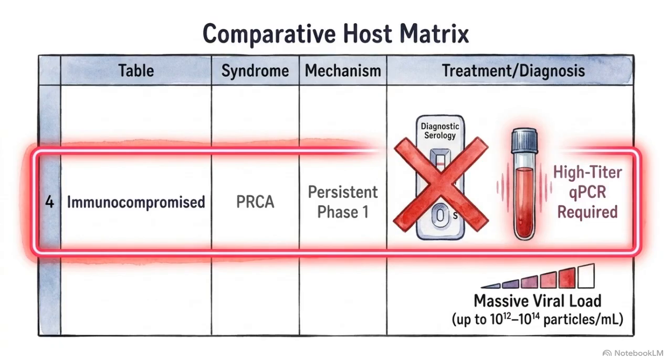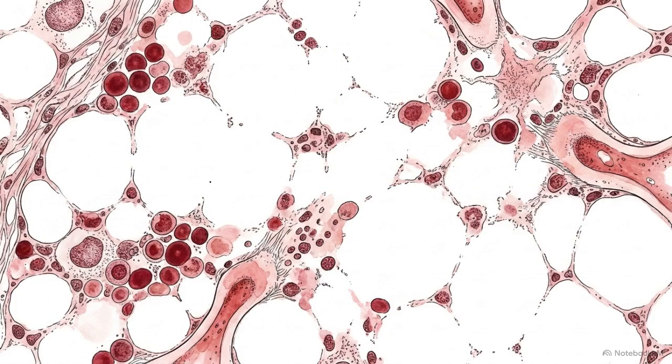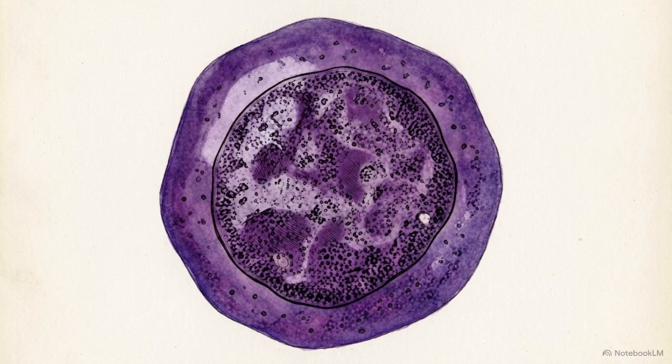Standard serology testing for antibodies will yield a false negative. To reach a diagnosis, clinicians must use high-titer quantitative PCR to detect the massive viral load directly in the serum. When a bone marrow biopsy is performed, pathologists look for this exact histological hallmark, an abnormally large, deeply stained giant pro-normalblast, standing out starkly against a background devoid of other erythroid precursors.